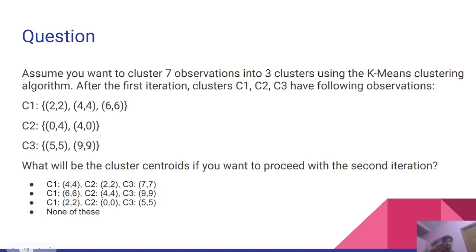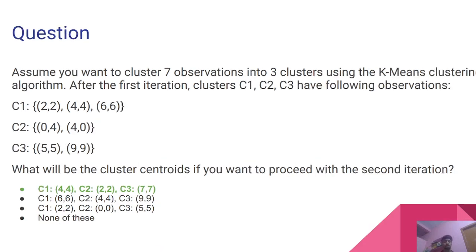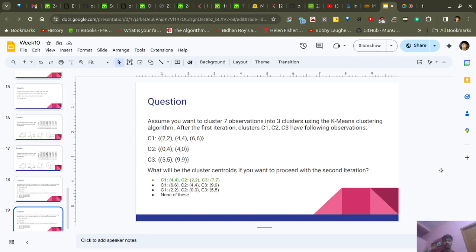Okay, let's go ahead. 0 plus 4 divided by 2 is 2. 4 plus 0 divided by 2 is 2. So this one. And 5 plus 9 is 14, 14 divided by 2 is 7. Same for this. So this is very easy to calculate. So the first option is the correct one. Okay, so we are done with the questions.